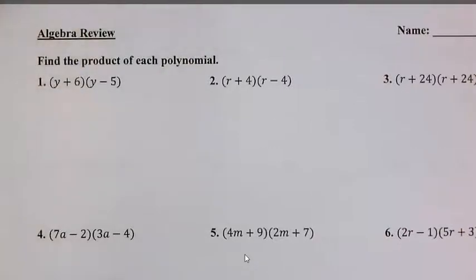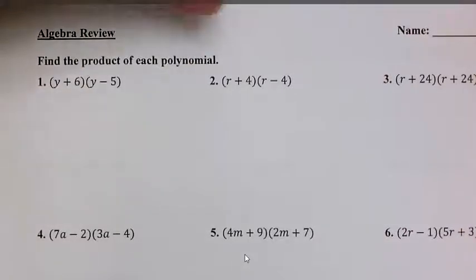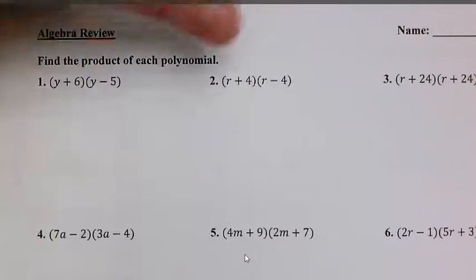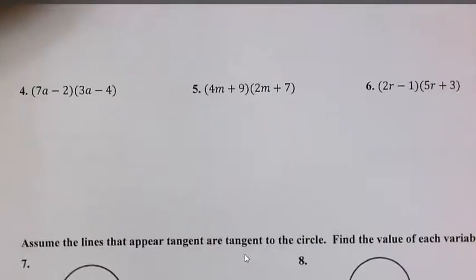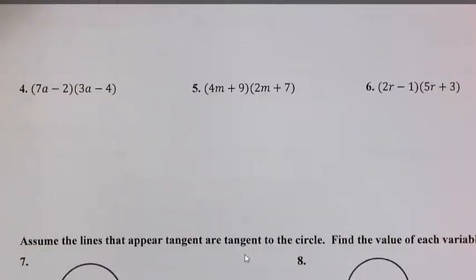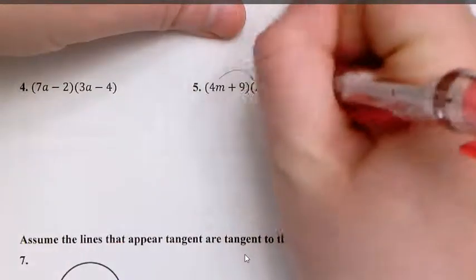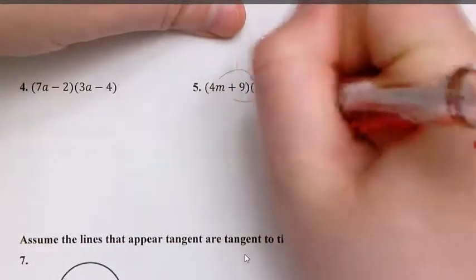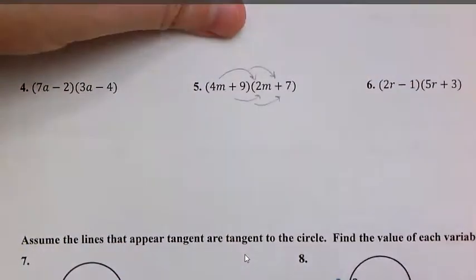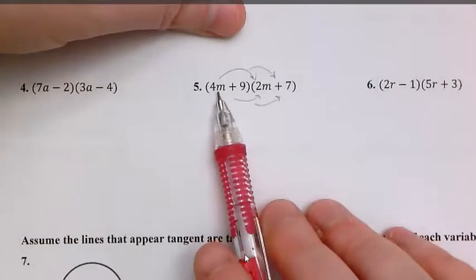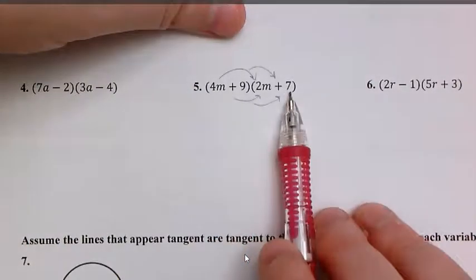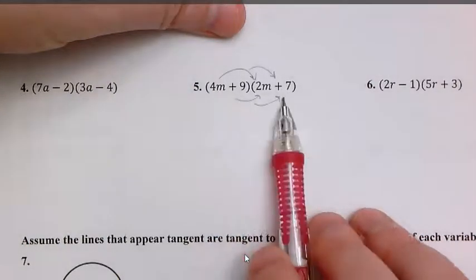Alright, to start our algebra review, we're going to first do some binomials multiplying together, and then we're going to do some factoring. I'm going to work on number 5. On number 5 we have the quantity of 4m plus 9 times the quantity of 2m plus 7. So distribution, you guys know it as FOIL, or distribution. You're going to multiply the first term of 4m times everything in the second binomial, and then you're going to take 9 times everything over here.